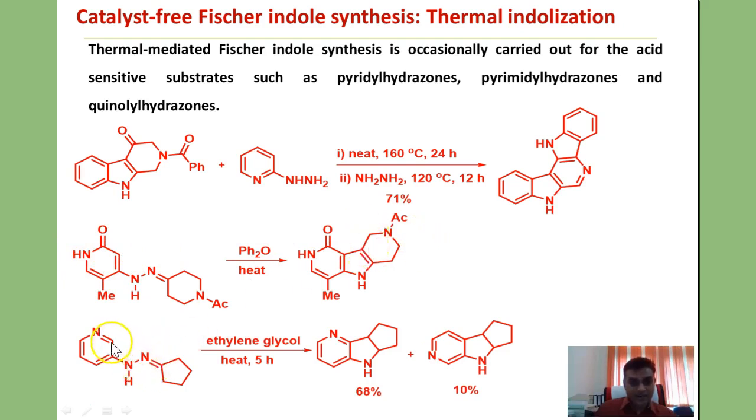Here in ethylene glycol, this is a pyridyl phenylhydrazine derivative. We got two products here. Obviously, cyclization will occur on this side as well as para to the nitrogen, and accordingly these two products are formed. So Fischer indole synthesis is sometimes successful in the absence of an acid catalyst also, and one can employ this strategy when the substrate is sensitive to acidic conditions.